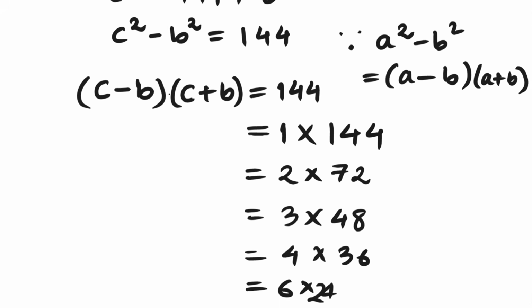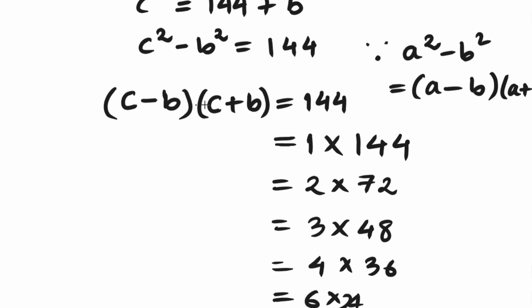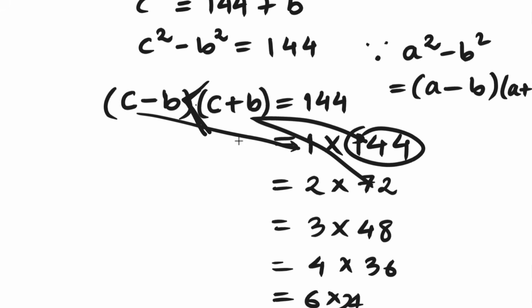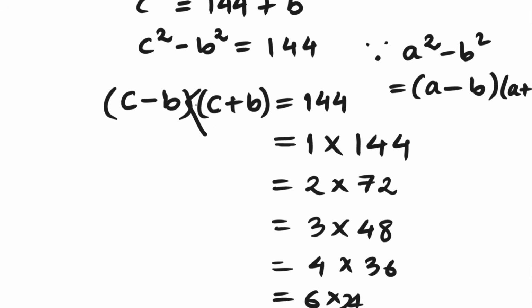Now notice something important. Since C plus B is always larger than C minus B, we only need to consider factor pairs where the larger factor corresponds to C plus B, and the smaller factor corresponds to C minus B. Also, because C equals the sum of the two factors divided by 2, and B equals the difference of the two factors divided by 2, both factors must have the same parity. In other words, they must both be even or both be odd. Since 144 is an even number, we need pairs that are both even.